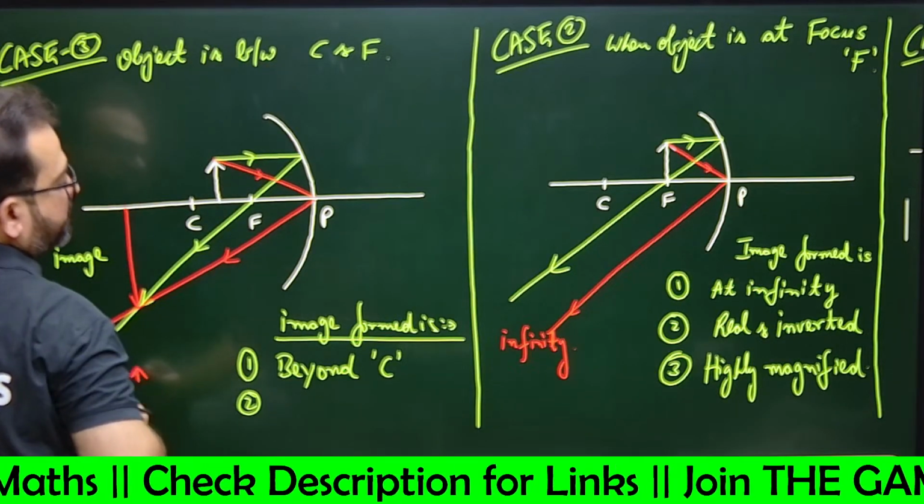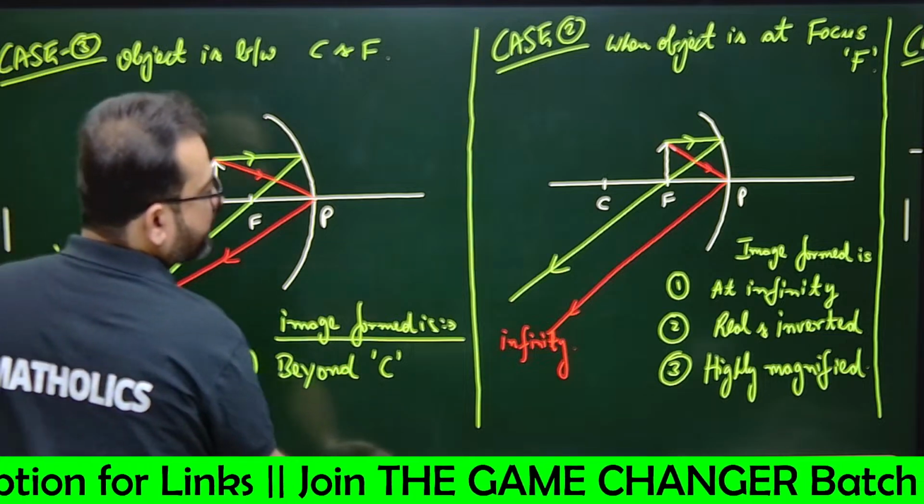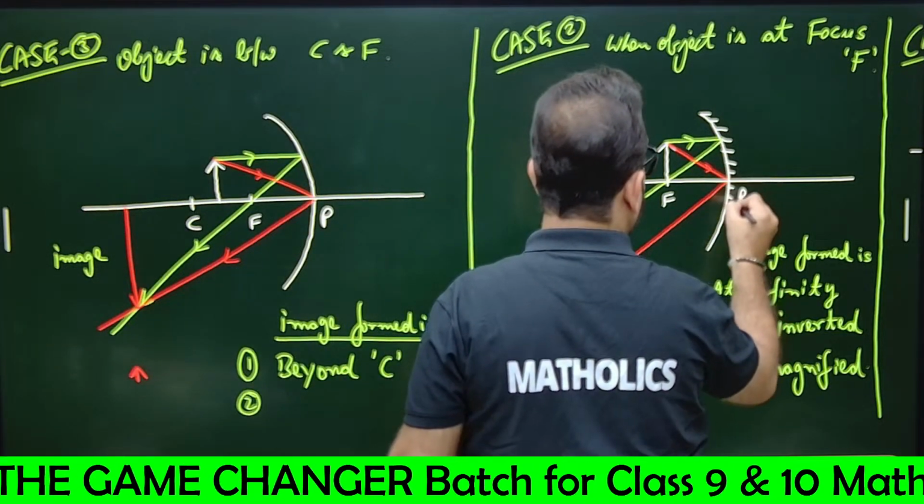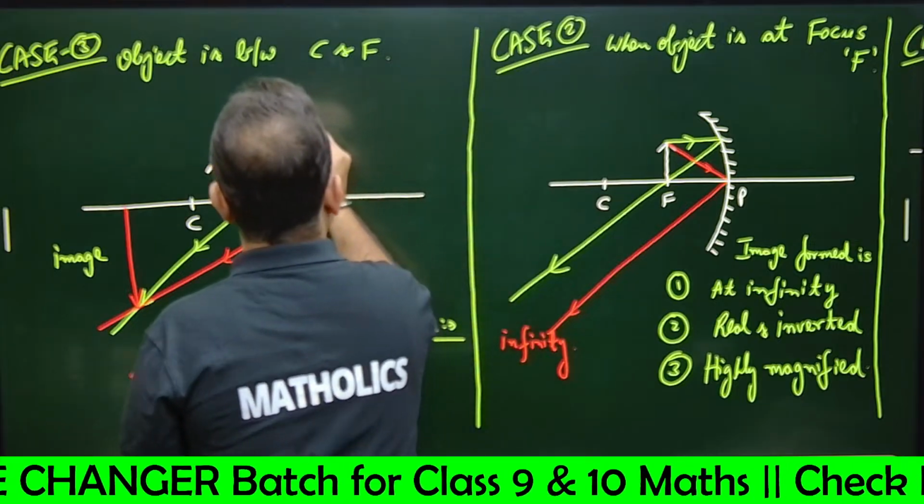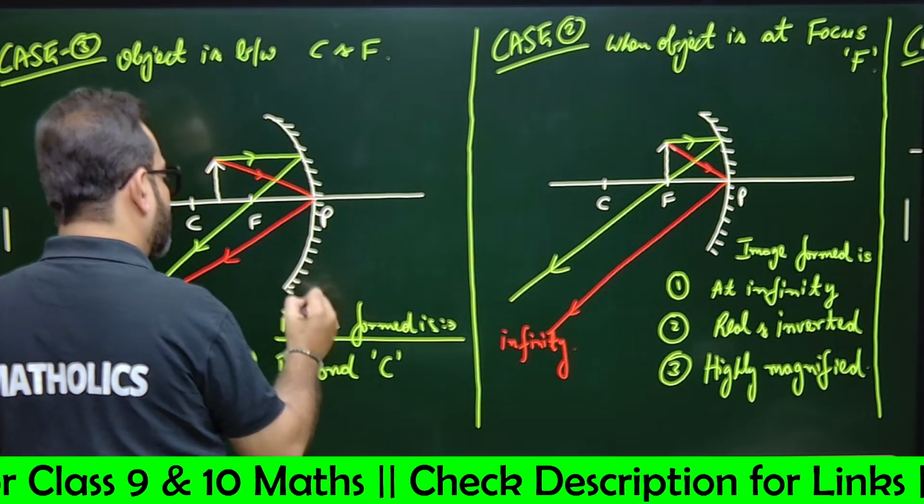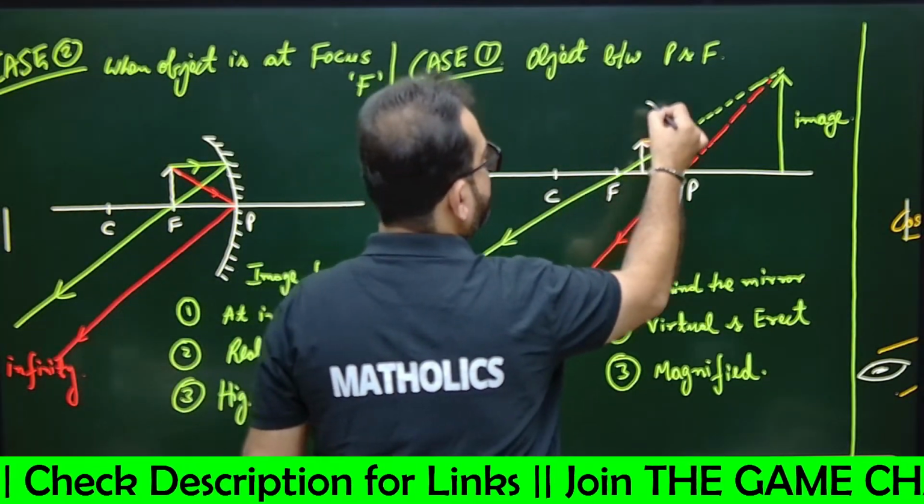Yes or no? This image is what? Real and inverted because it is in front of the mirror. See, if you have to draw, draw like this. This is the concave mirror. Always draw the opaque part. I forgot to draw. Every one of you must draw this, the opaque part on the right side.